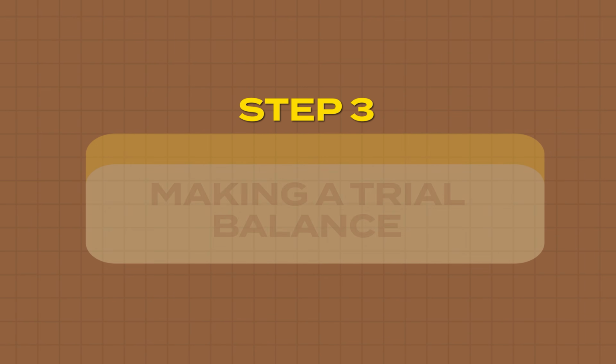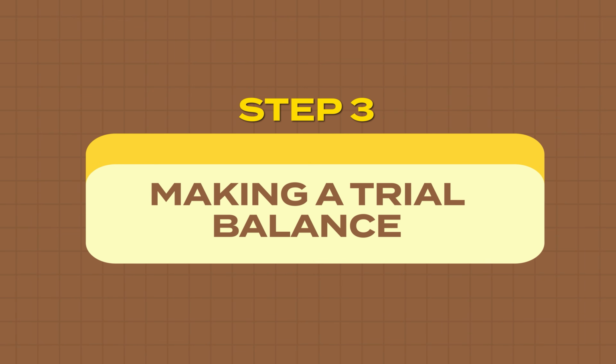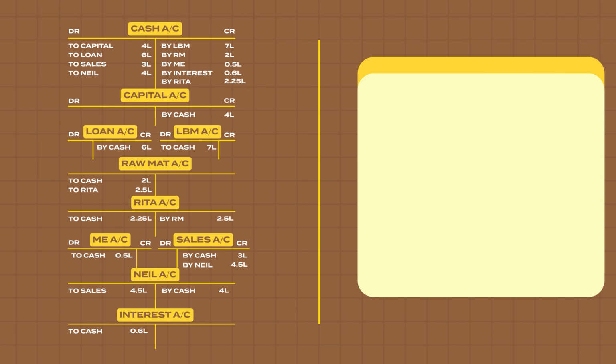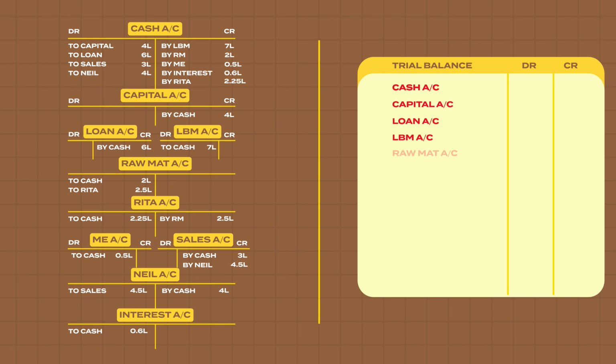Now we come to step number 3. Prepare a trial balance. What's a trial balance? What does it look like? This is what it looks like. All the account heads will have to be repeated. It will again have a particulars column, a debit column, and a credit column. Let's reproduce the account heads over here. First account is cash account, capital account, loan account, land building machine account, raw materials, Rita, manufacturing expenses, sales, Neil account, and interest account.